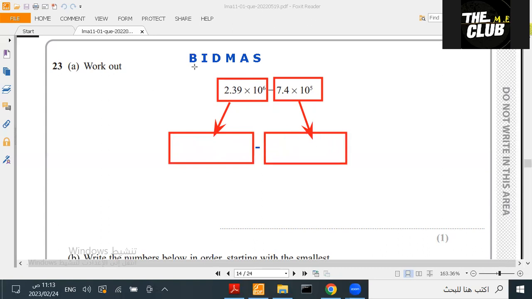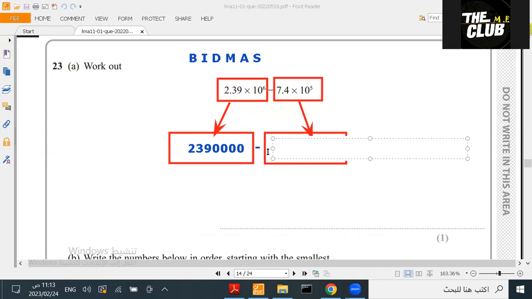I'm going to use the calculator to do the first one, which is 2.39 times 10 power of 6. It will give 239,000,040. Okay. This is the first one. Okay. Second one, 7.4, same idea. 7.4 times 10 power of 5.